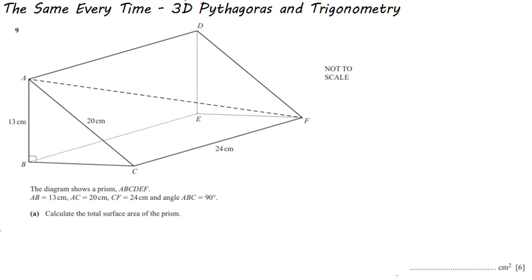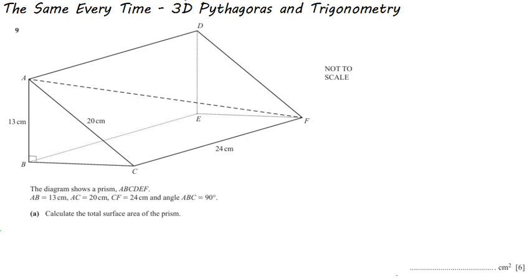So there's the diagram showing a triangular prism, A, B, C, D, E, F. Remember, the letters are just the labels for the corners, the vertices. They tell us the lengths of the edges: A to B is 13 centimeters, A to C is 20, C to F is 24. Angle ABC, start at A, move to B, then to C, is marked as a right angle at B, so that's 90 degrees. Calculate the total surface area of the prism.